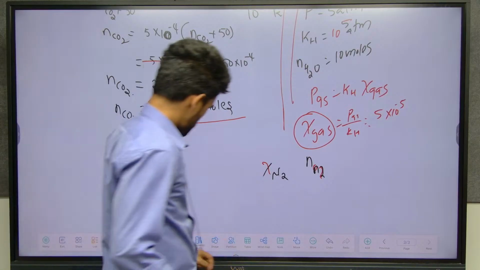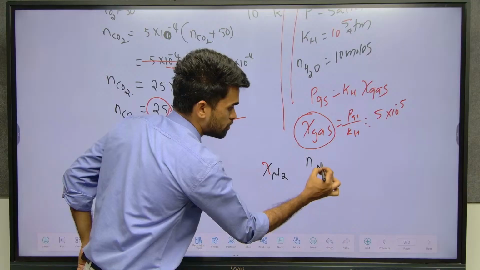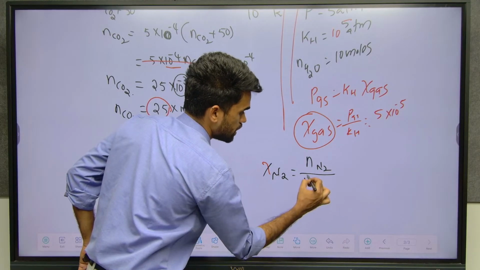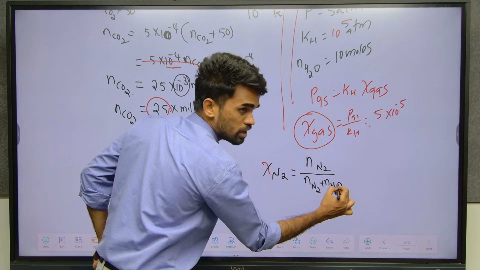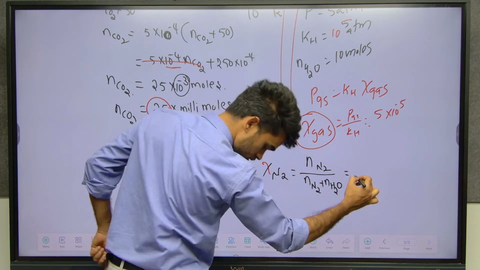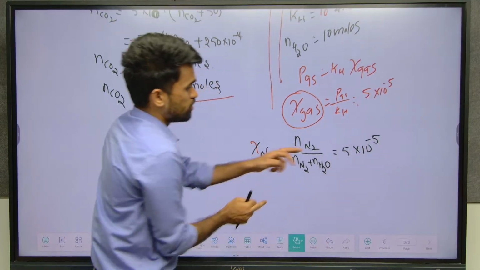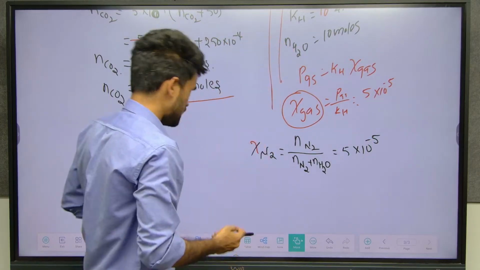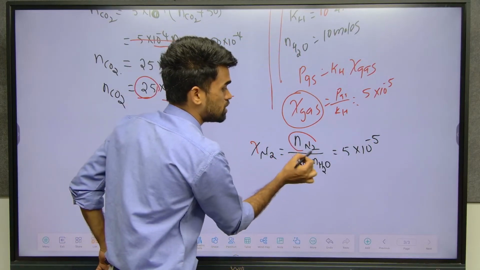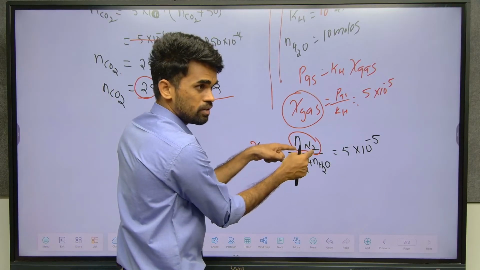Okay. So now what am I asking? Mole fraction. Mole fraction means what is the formula? Number of moles of that gas by total number of moles. N total plus N H2. Like this only. Now what value did we get? 5 into 10 power minus 5. See, is 5 into 10 power minus 5 a small value or a bigger value? It means definitely the value of N2 will be a very small value.